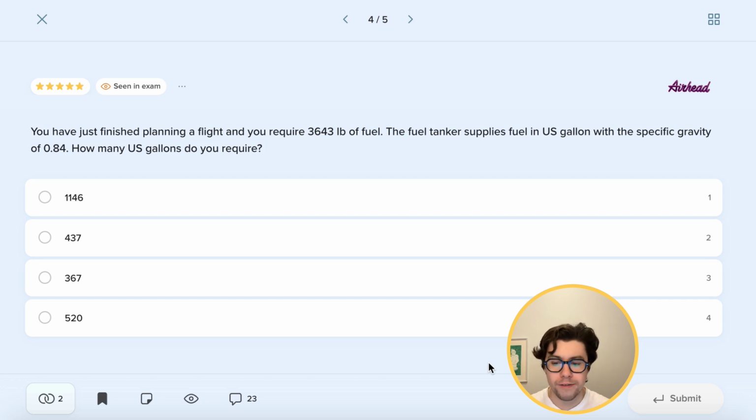And now for question number 4, you have just finished planning a flight and you require 3,643 pounds of fuel. The fuel tanker supplies fuel in US gallons with the specific gravity of 0.84. How many US gallons do you require? And this is a great question because there are 2 ways that you can actually answer it.